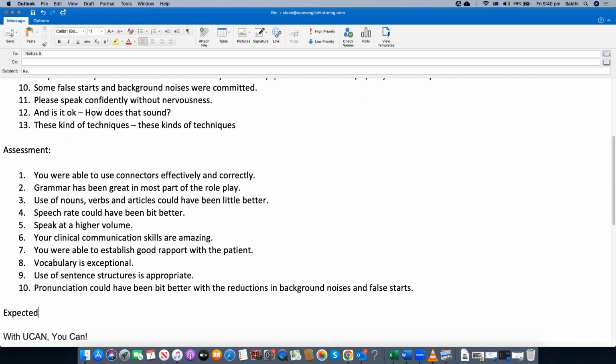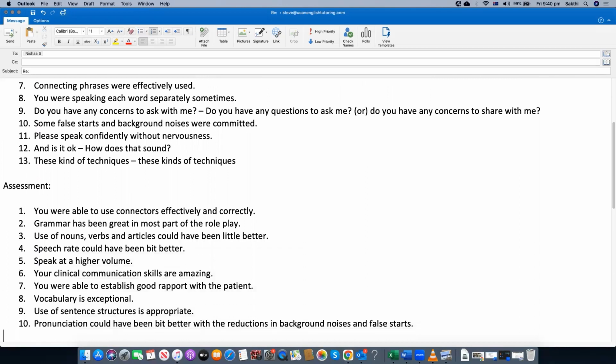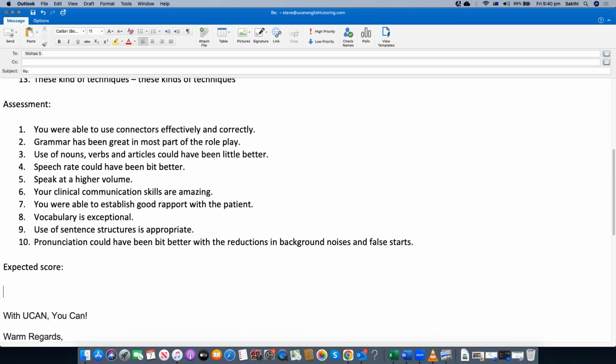According to me, if I go through these errors, I should be able to give you the score. Let's go there. So you have committed approximately, let's say, 4 to 6 mistakes. And I'm pretty confident that this role play conversation is going to definitely get you at least 350 out of 500. Well done. You have done a wonderful job, Nisha.